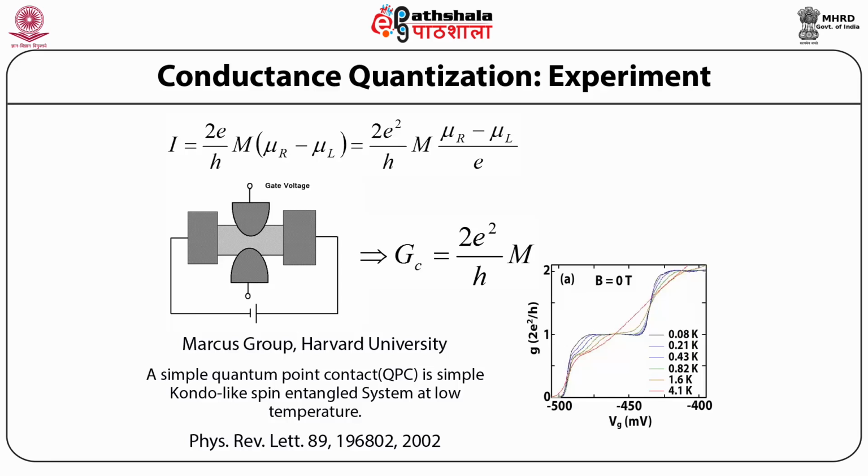So here in this graph below, the variation of Gc with the gate voltage Vg is shown along with the variation in temperature. That is, the conductance shows plateaus at multiples of 2e squared by h. It is clear that the more the gate voltage, the fewer the number of channels and hence the conductance.